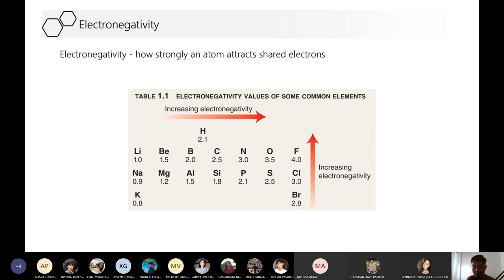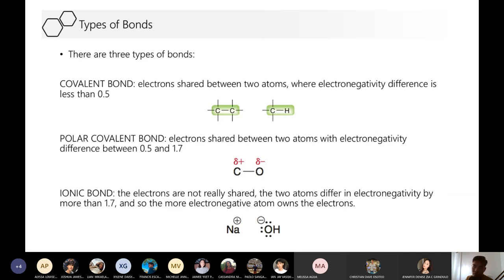Okay? And depending on the electronegativity difference of two atoms bonded together, we can either have a covalent bond, a polar covalent bond, and an ionic bond, no? So what we have here for covalent bond is that you have atoms that share electrons wherein their electronegativity are similar, no? Or whose electronegativity difference is less than 0.5, no? So one example of which is the carbon-carbon bond. So ang electronegativity nila ay same.